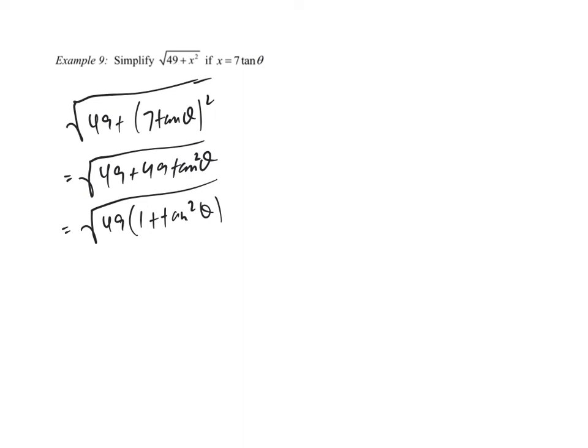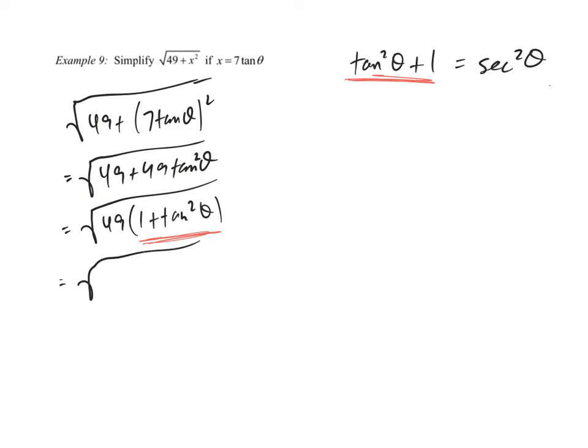Well, we have an identity for this. Remember from our Pythagorean identities, tangent squared theta plus 1 is equal to secant squared theta. And this is pretty much 1 plus tangent squared theta. That's the same thing as this. It's just reversed. And so it doesn't really matter. It's still going to end up being secant squared of theta. So this is going to be square root of 49 secant squared of theta. And then taking the square root of that, square root of 49 is 7, and the square root of secant squared theta will just be secant theta.